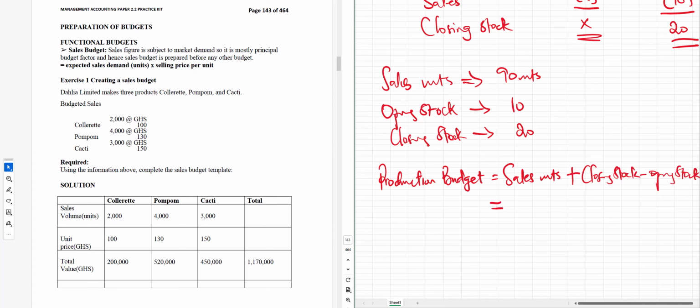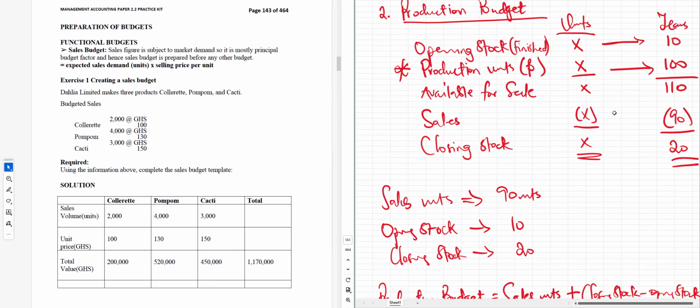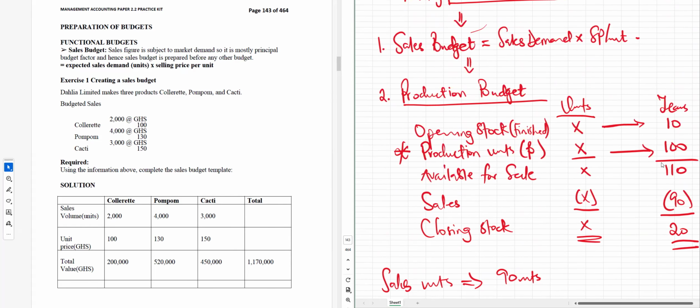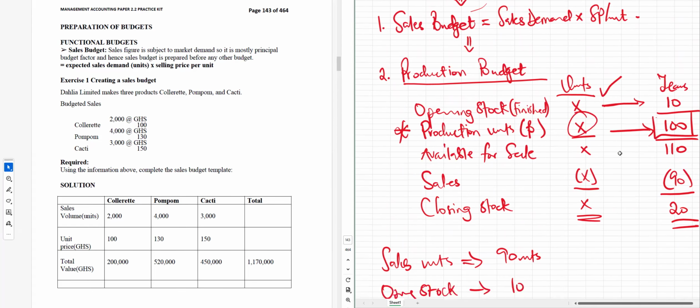So if we want our production, we know we have 90, but we took something out, right? So we add back plus 20 minus our opening stock of 10. What do you get? 100. And truly, is it not 100 that we produced? Yes. So you see, we get it back. So you can use this and work back to get the missing figure, which is the production unit. That's what we call the production budget.